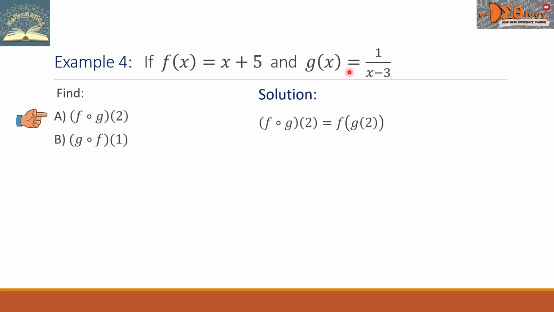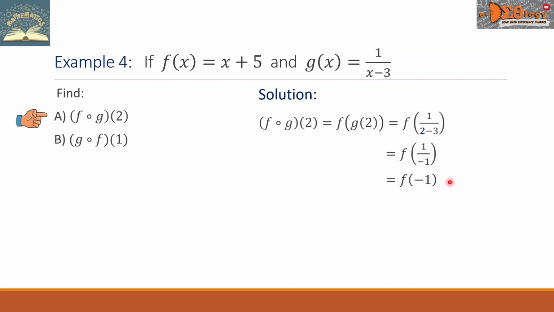Our g of x equals 1 over x minus 3. So we change this x by 2 for the g of 2. So we have 1 over 2 minus 3 inside here. Then we simplify. The 2 minus 3 is negative 1. 1 over negative 1 is negative 1. So we have f of negative 1.